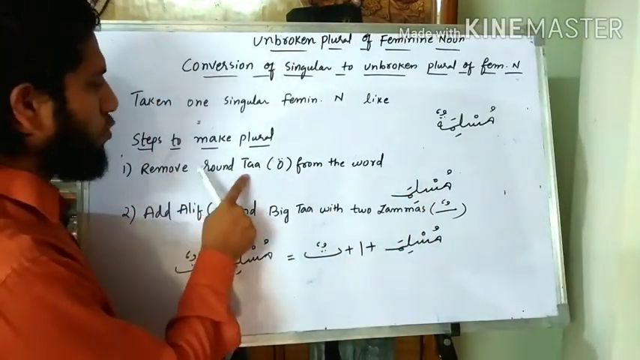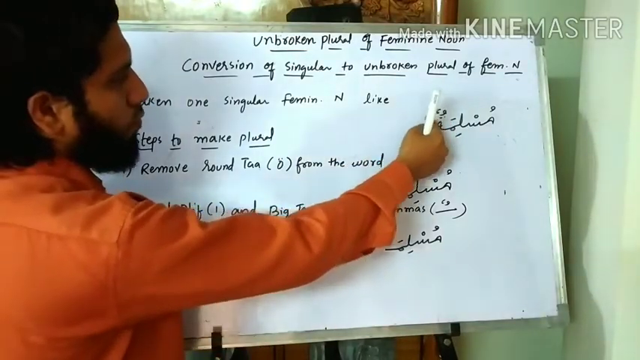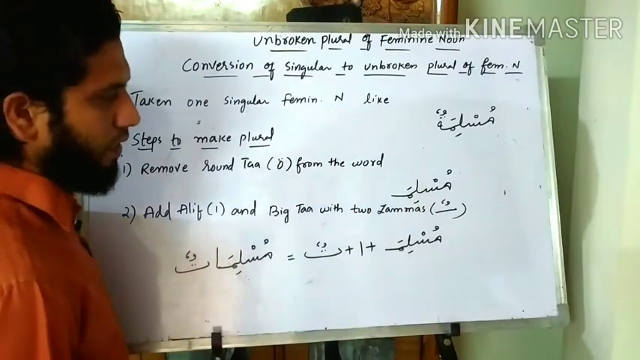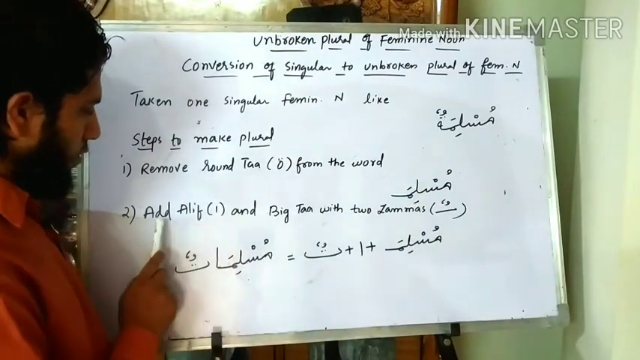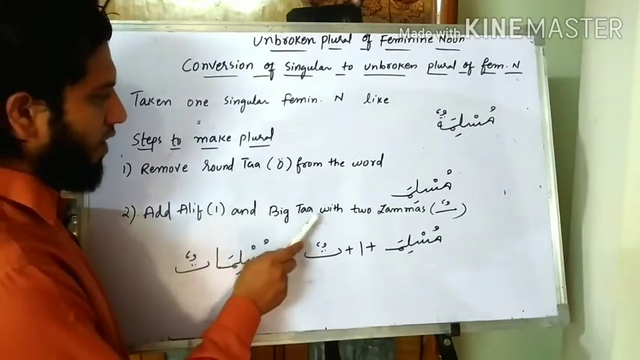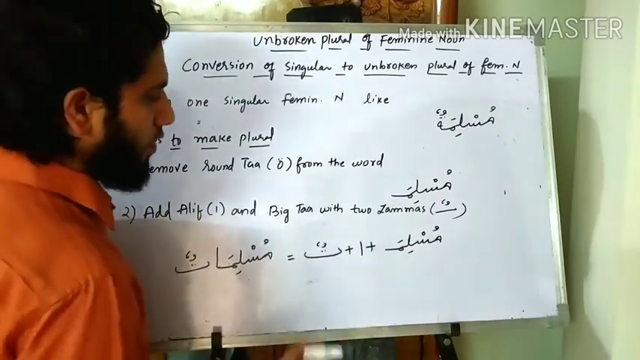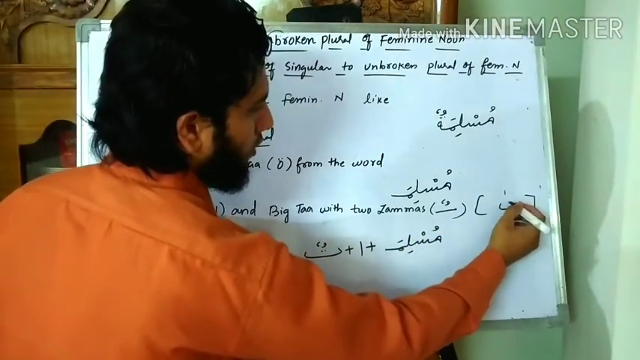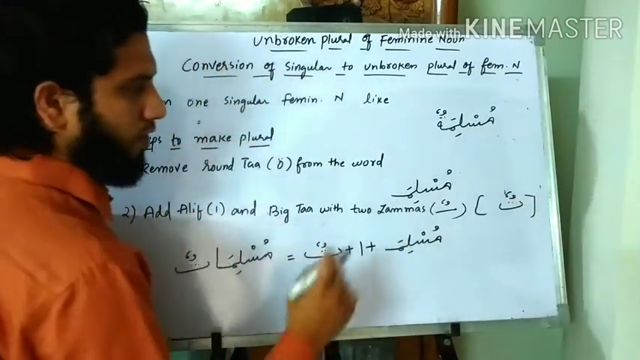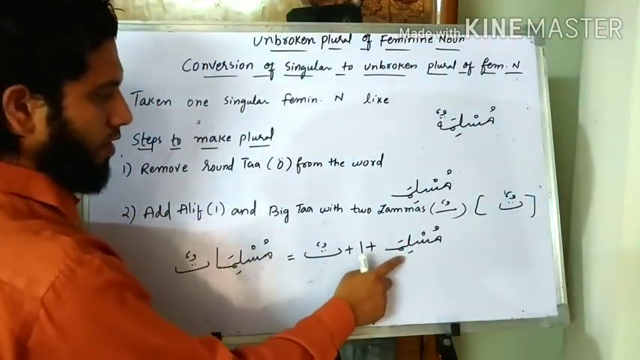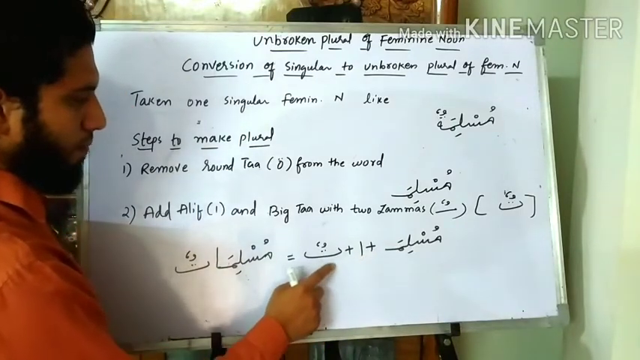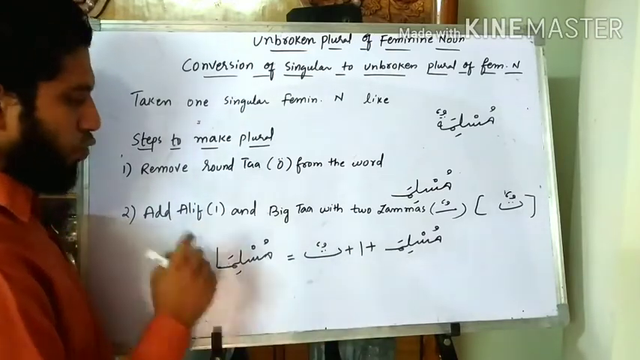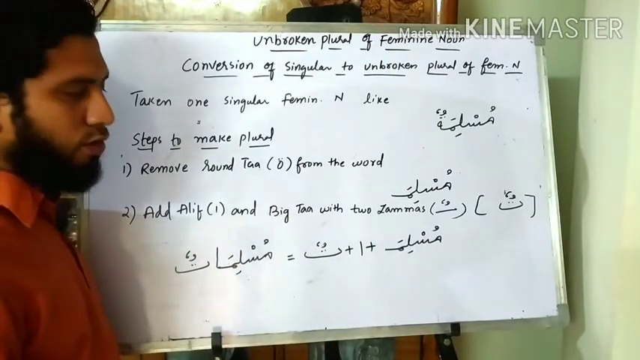You have to remove a round ta from the word. You have to remove this complete round ta. So it looks like this, Muslima. Then you have to add alif and big ta with two zammas. This is big ta, or you can say long ta with tanween. So it looks like Muslima plus alif plus ta with two zammas, or you can say tanween. Muslimatun.